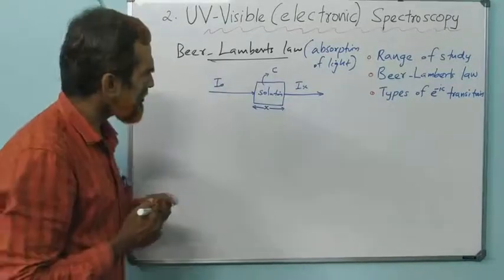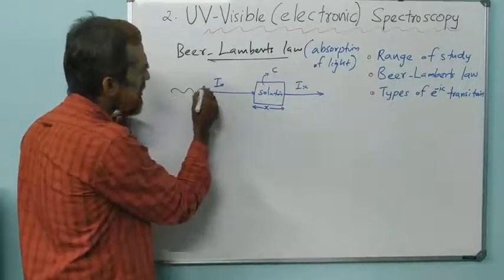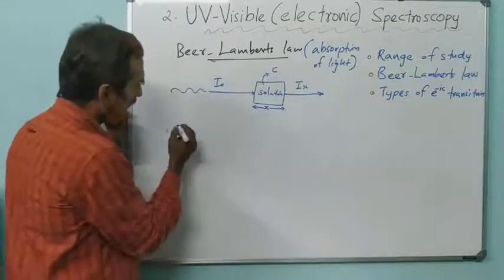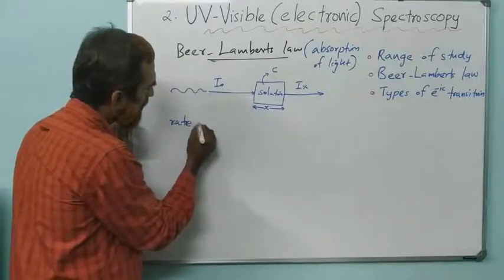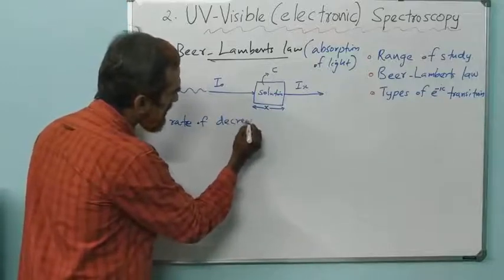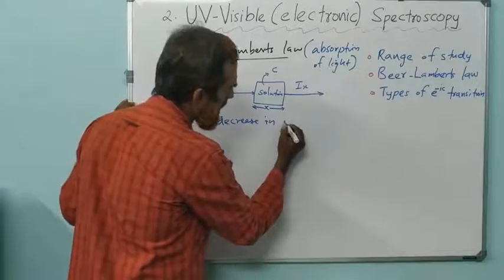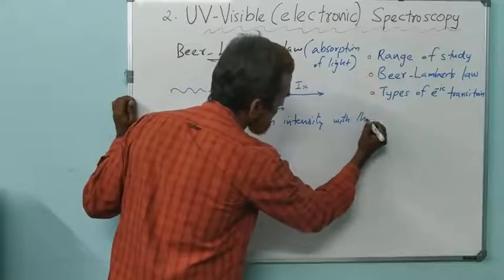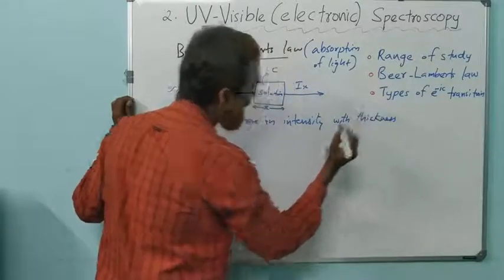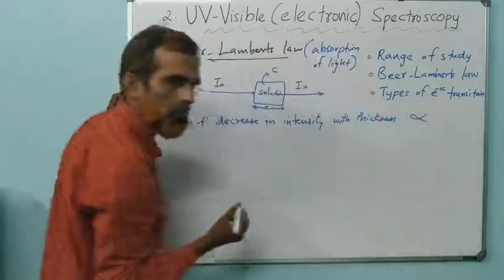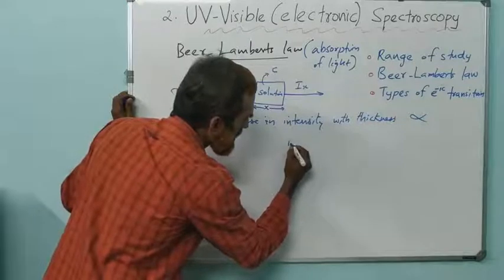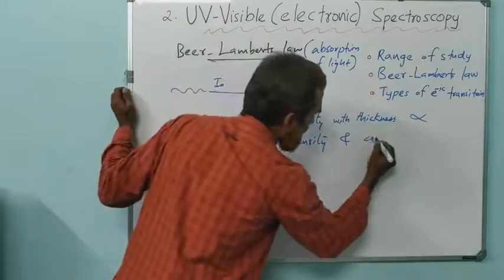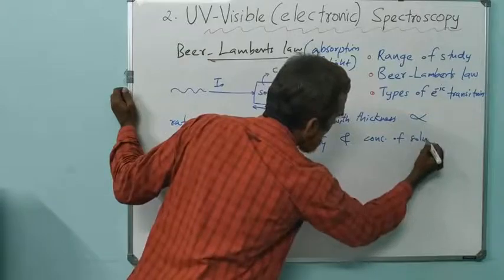Beer-Lambert's law says that when a monochromatic radiation is passed through an absorbing medium, the rate of decrease in intensity of the radiation with thickness of the solution is directly proportional to the intensity of the incident radiation as well as concentration of the solution. So this is the law in short.